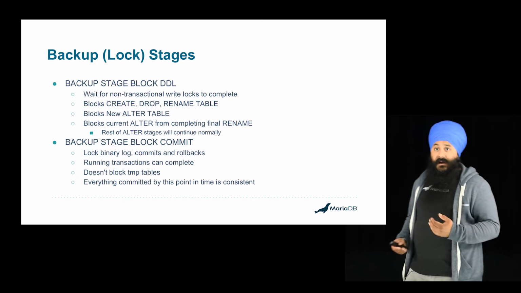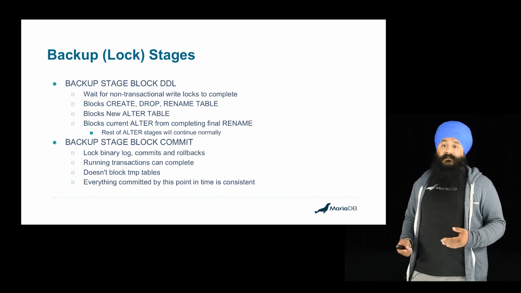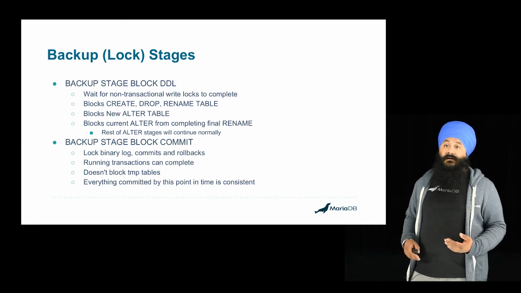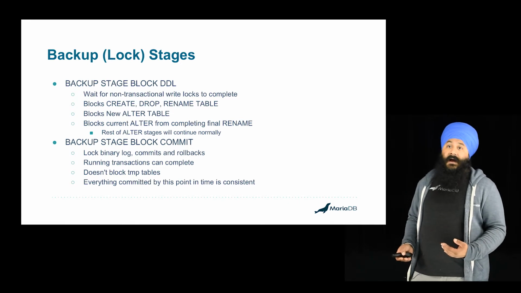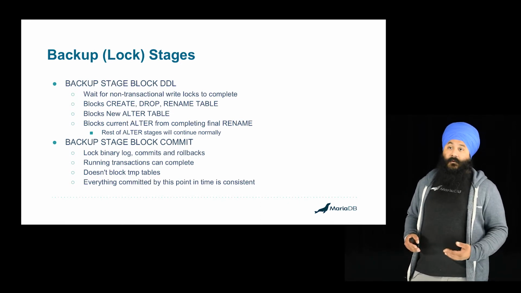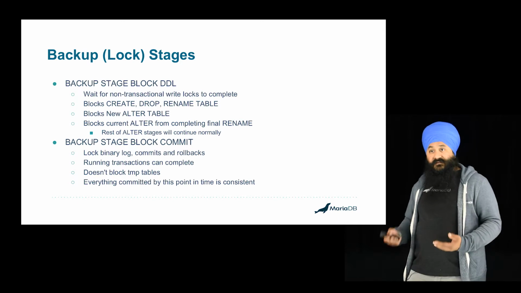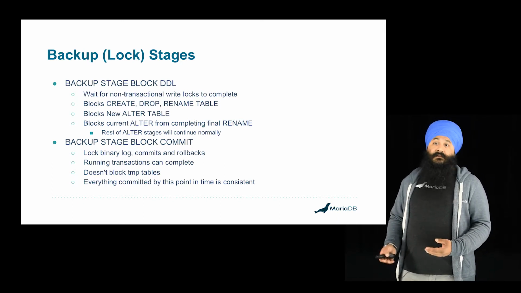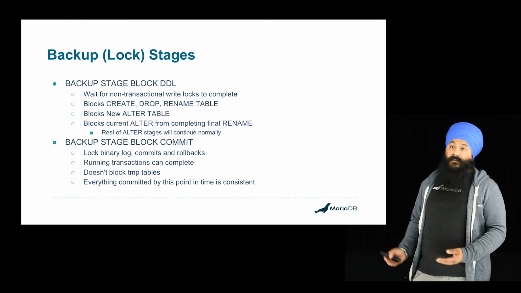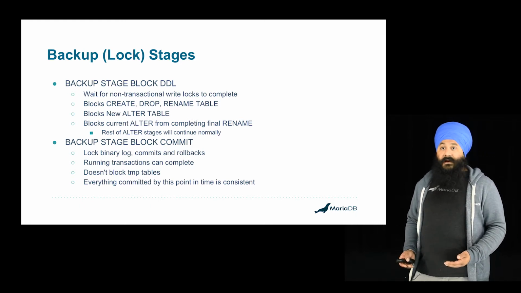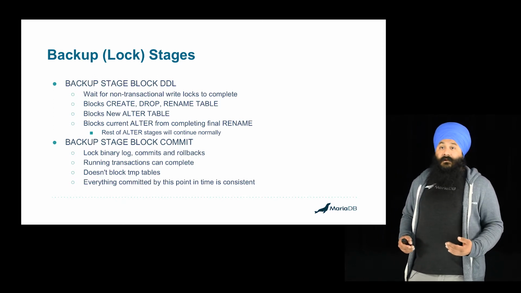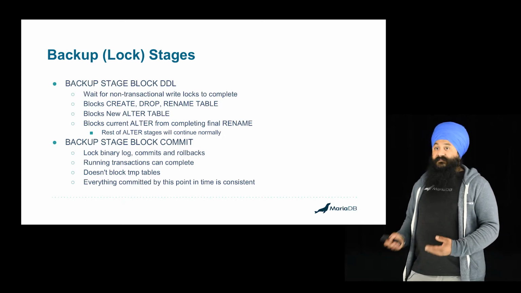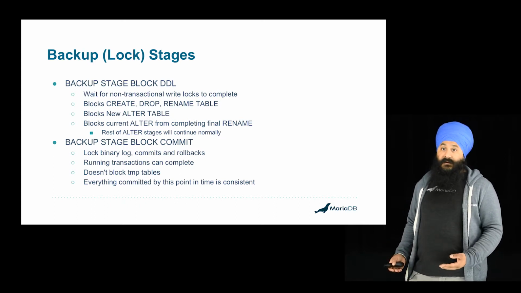The next stage is block commit. And this basically locks the binary log and commits and rollbacks to ensure no changes are committed to any tables. If there's any active commits or data to be copied to the binary log, it allows those to finish. And this doesn't lock any temporary tables that aren't going to be used for replication. They're not going to be backed up, but they will be blocked when it's time to write to the binary log, which will happen later. And it does lock system log tables and statistic tables. It flushes those finally and marks those closed.